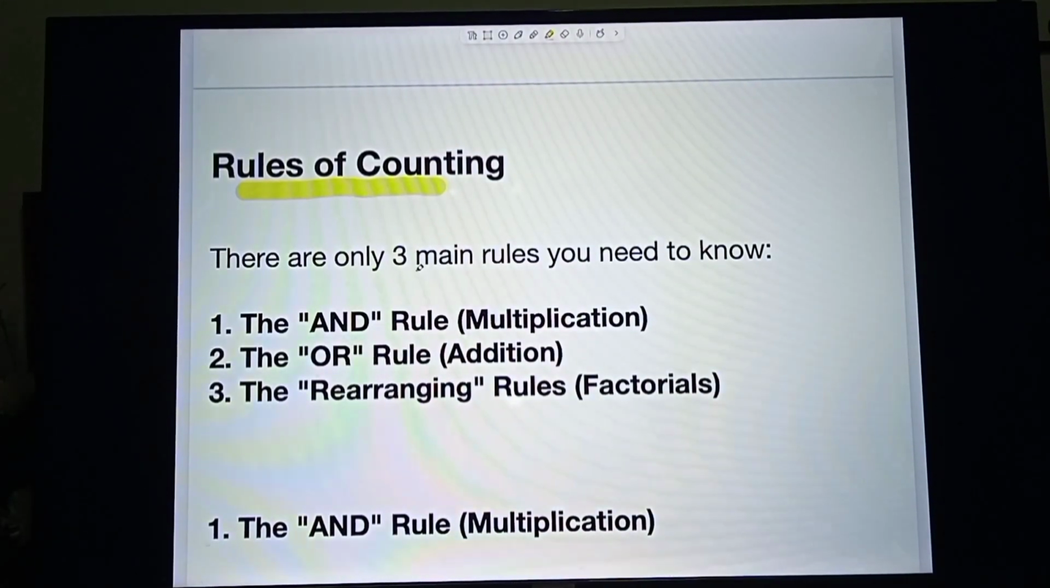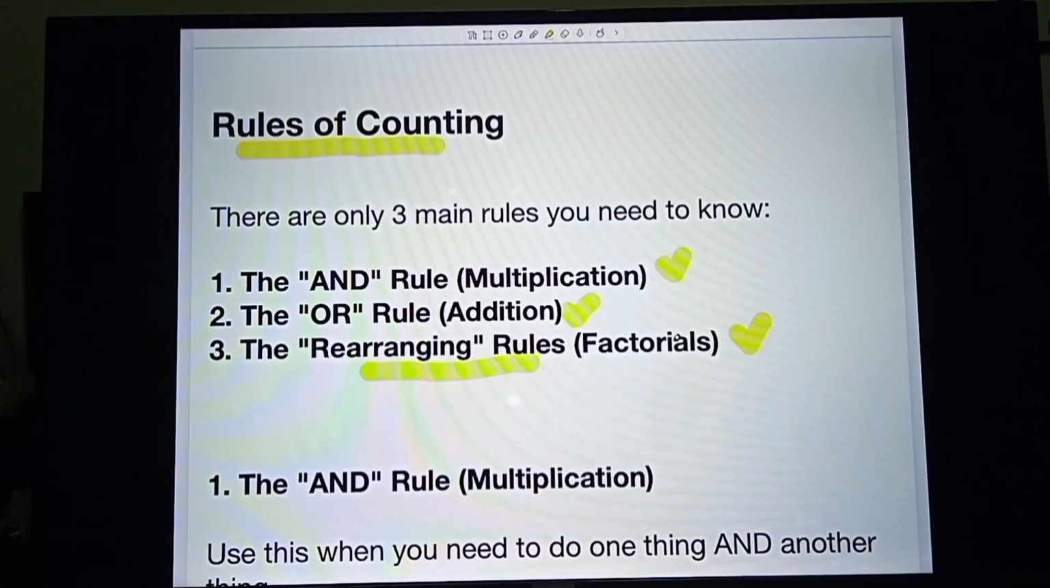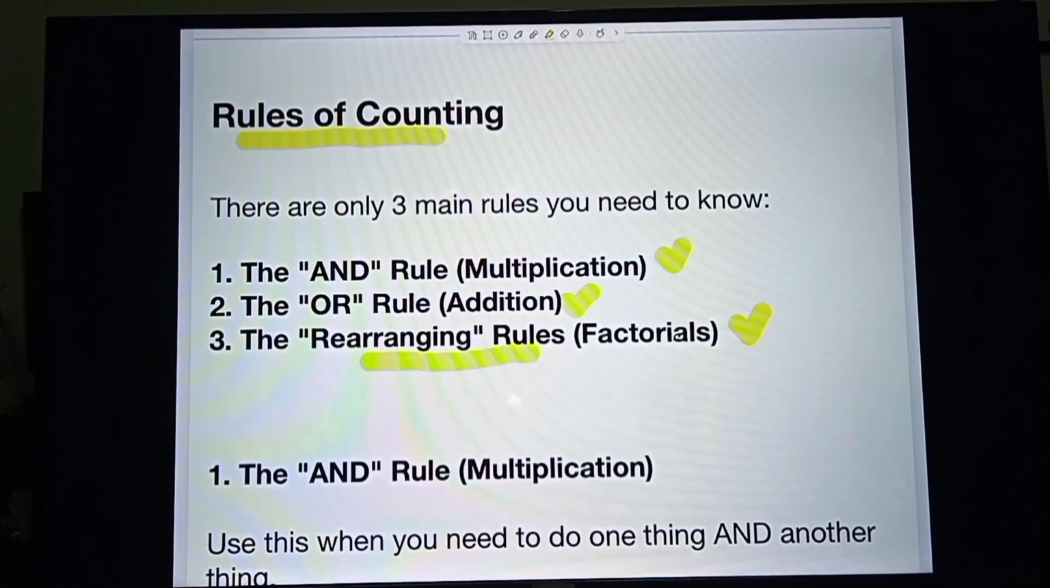There are 3 main rules you need to know. The AND rule, that is the rule of multiplication. The OR rule, the rule of addition. And the rearranging rule, using factorials. So let's discuss these rules one by one.